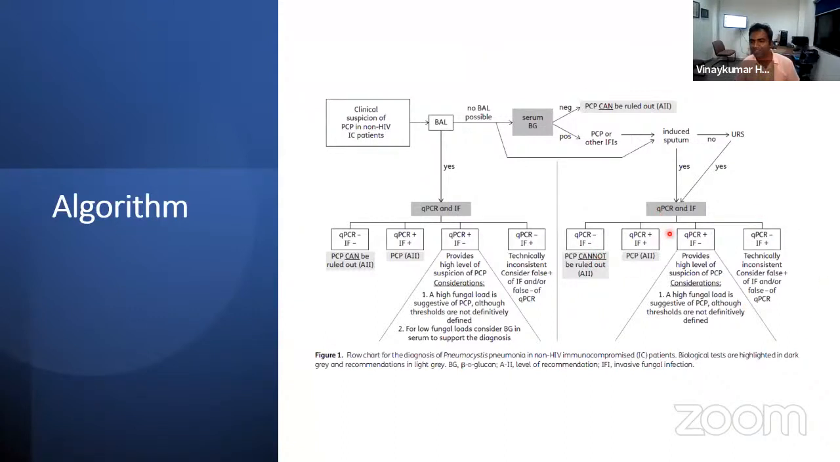So if your qPCR is positive, but your immunofluorescence is negative, and the patient is at moderate to high risk of infection, you will look at the CT value and the beta-D-glucan levels. If your qPCR is negative, but your IF is positive, it means that the test is false positive. And in the BAL, it's the same, right? So it is the same.